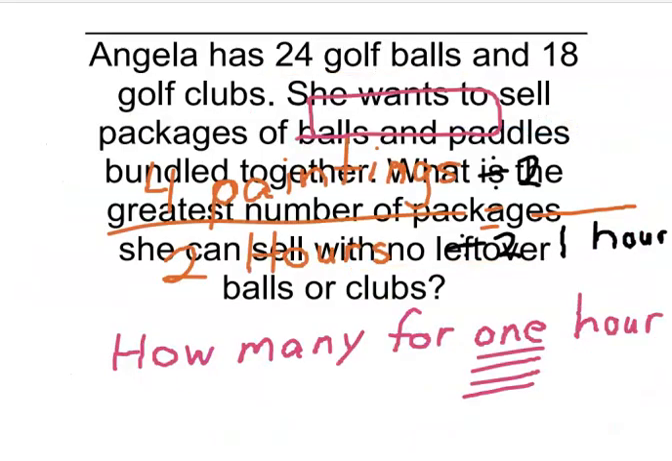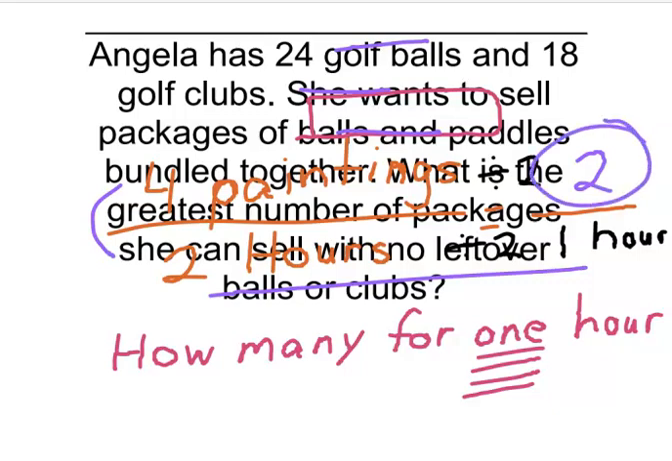All right, an artist can paint 4 paintings in 2 hours. What is the unit rate? Okay, so we have 4 paintings in 2 hours right here. To get from 2 hours down to 1, you're going to divide by 2. 4 divided by 2 is 2. So the answer is 2 paintings per hour.